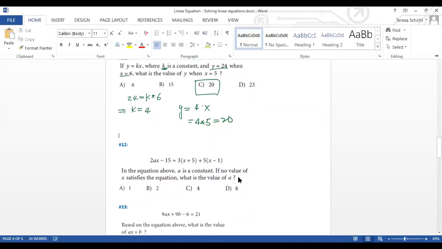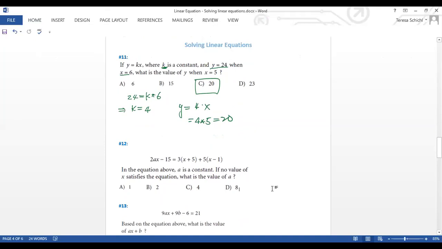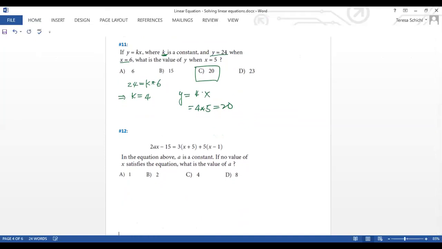Okay, so now let's take a look at the last problem for this video. The last problem here is 2ax minus 15 equals 3x plus 5, 5x minus 1. We want to see where a is a constant, so we want to see where there is no solution. That means no value of x will satisfy this equation, right? Okay, let's take a look. This is a very good problem here.